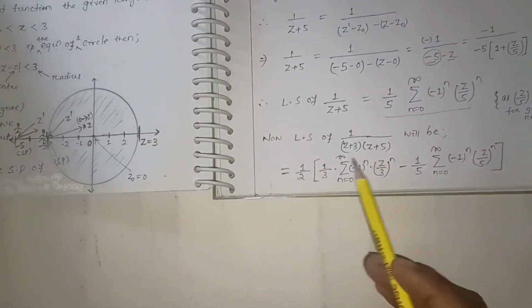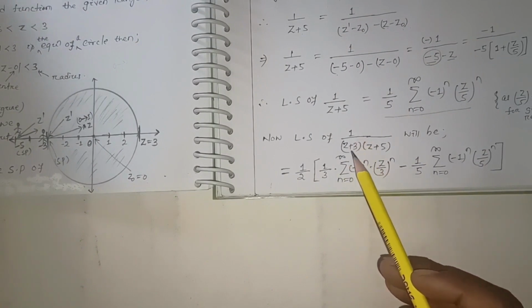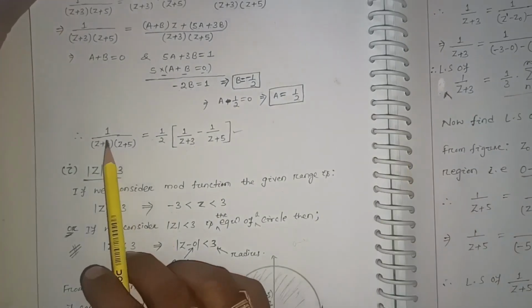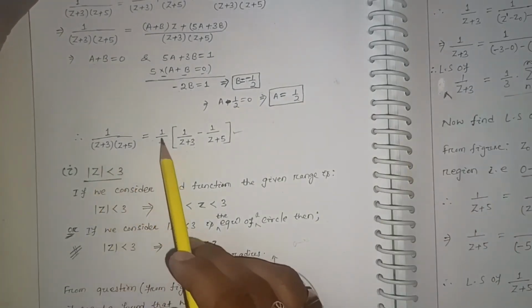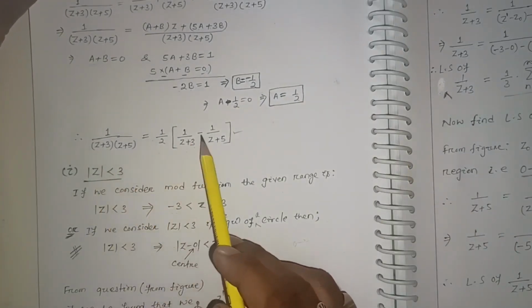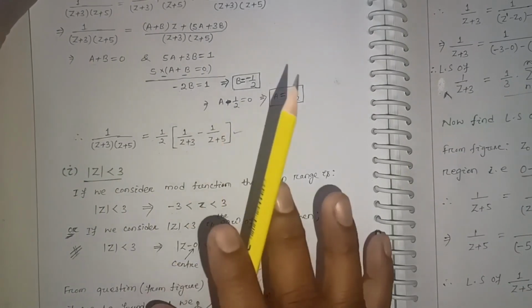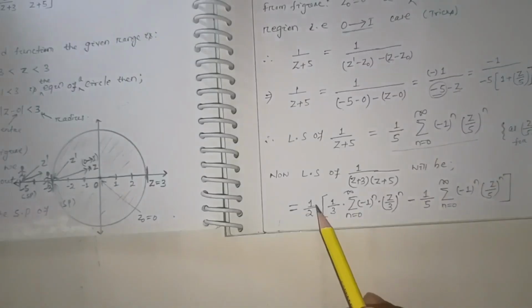Finally, the Laurent series of the given main function, 1 by (z plus 3)(z plus 5), will be how much? Because 1 by (z plus 3)(z plus 5) is nothing but 1 by 2 into [1 by (z plus 3) minus 1 by (z plus 5)]. Separately, you have to write the series only. 1 by 2 is written over here.